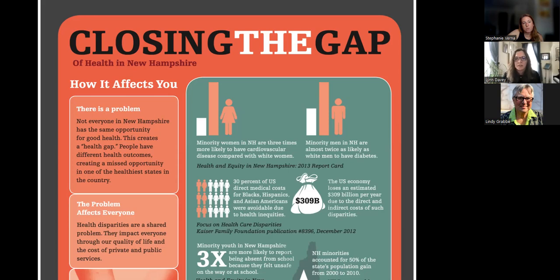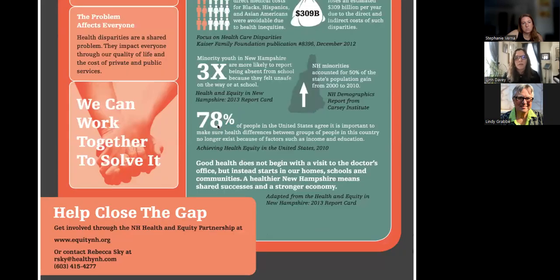And then it goes on to talk again about costs, right? 30% of US direct medical costs for Blacks, Hispanics, and Asians were avoidable. The economy is losing money. So I don't really think this is telling us a story about what's causing it. What is the real problem? And how do we solve it, and how does it affect me? I like the "we can work together to solve it."